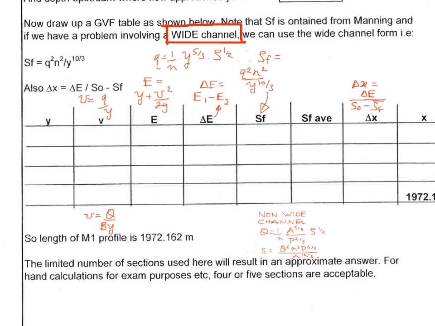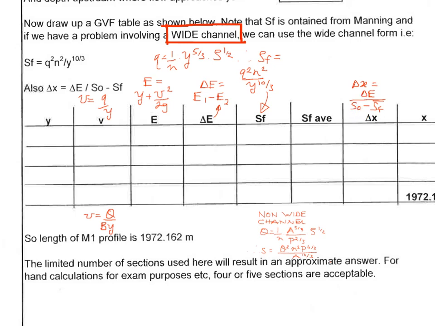So therefore s would be q squared n squared over y to the 10/3. And we're using it here to calculate the slope of the total energy line, so we put a little f there. So that's where that comes from. SF average, as we've said, nothing in the first line, but second and subsequent lines will be the average of these two there. And then delta x, the distance between any pair of sections, delta E over S0 minus SF bar.